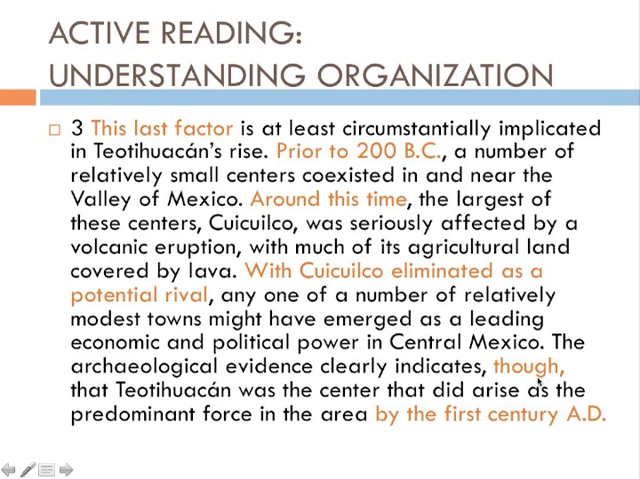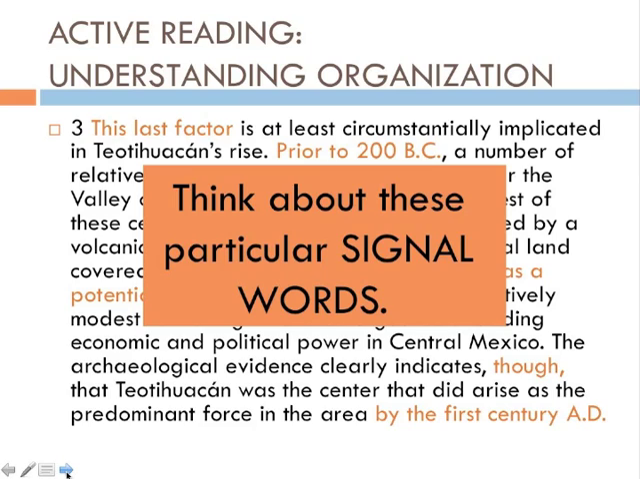And then at the end, I see another time signal, by the 1st century AD. So it seems like we've moved from before 200 BC to almost up to 100 AD, which is another way of saying 1st century. So really, we're going to have to pay attention to all of the paragraph. Now, of course, we need to think about how the paragraph is organized. What can that tell us? How can these particular signal words indicate that organization?